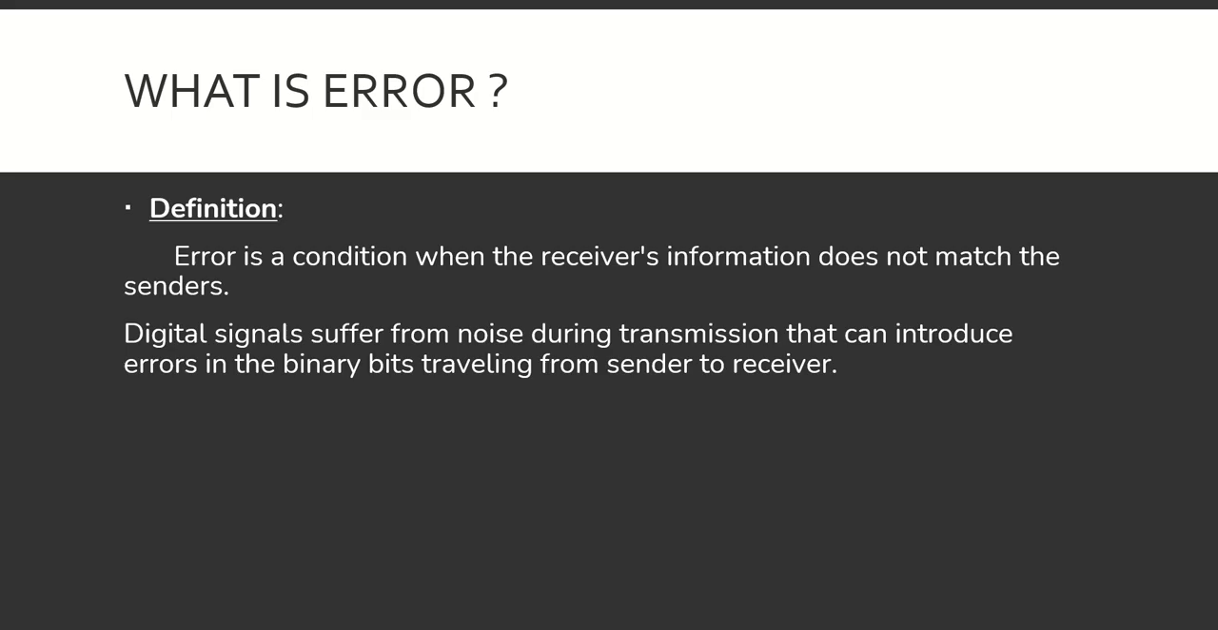Today we are going to see error detection. Let's see. Error is a condition when the receiver's information does not match the sender's. Digital signals suffer from noise during transmission that can introduce errors in the binary bits traveling from sender to receiver. That means simply a 0 bit may change to 1 or a 1 bit may change to 0.